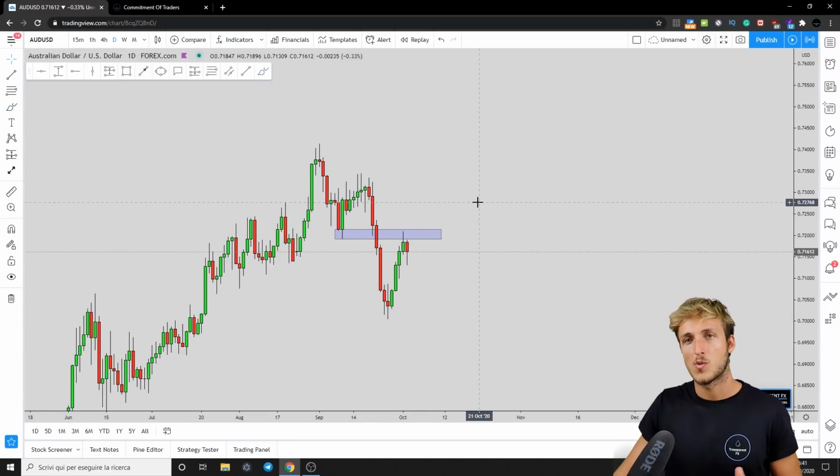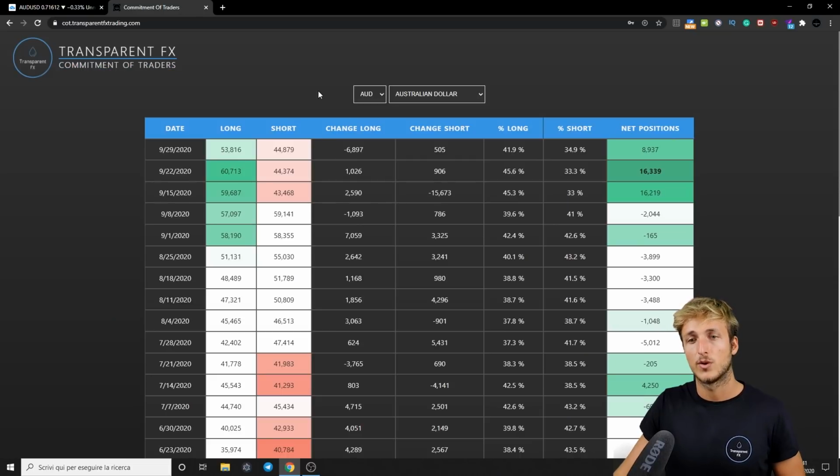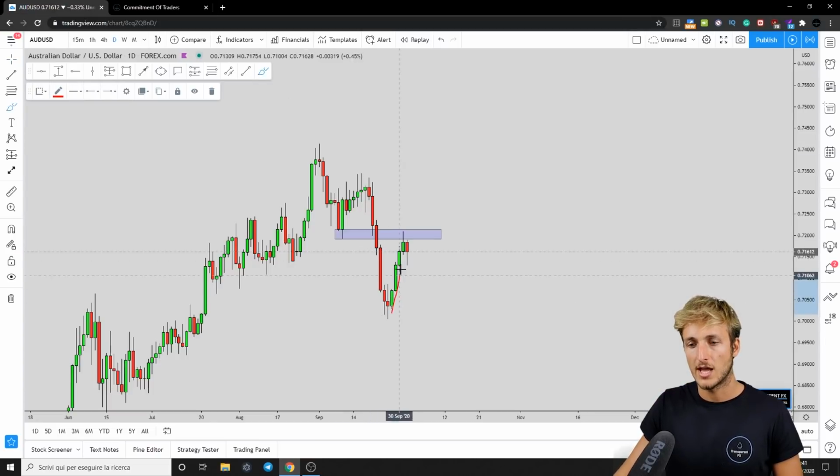Now, before I show you how we will be approaching this kind of situation with students, let's first give a quick check at what we have from a COT perspective, which is obviously the commitment of traders, so what hedge funds are doing in the market. Now, what we can see with the last report is that hedge funds closed 6.8k long positions and opened 500 shorts. So during this retracement, what hedge funds have been doing is shorting AUD USD and closing the longs that they had. So definitely they expect a continuation to the downside as well.